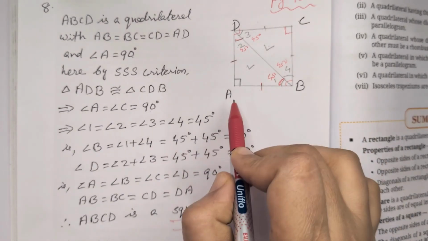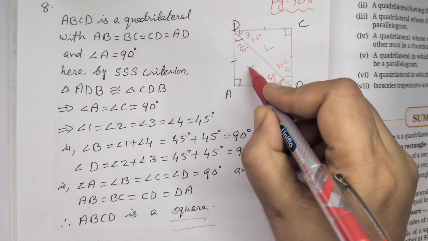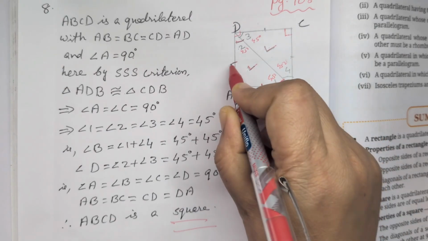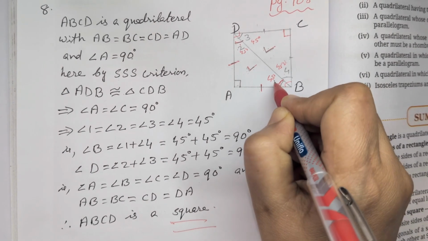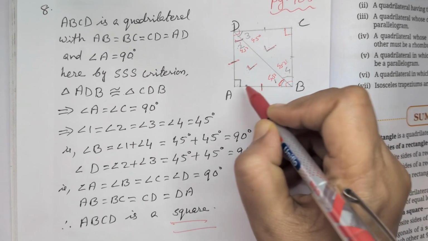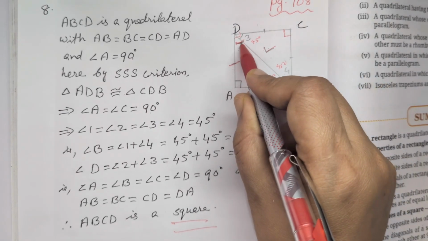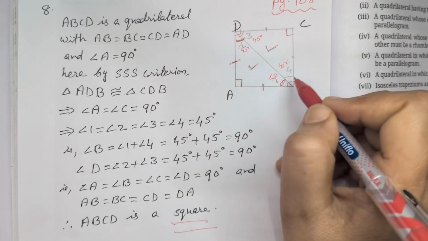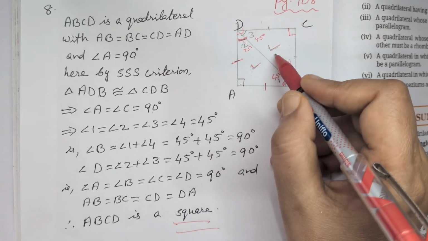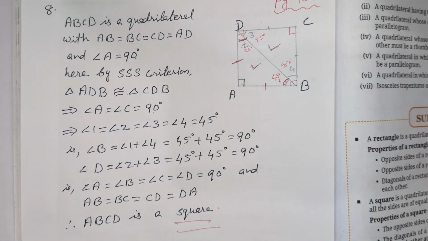So here it is given that all 4 sides are equal and one of the angles is 90 degrees. First we proved these two triangles are congruent. These two sides are equal, so these two angles are 45 degrees. And then from these two congruent triangles, angle 2 is equal to the other. We can compare these two triangles, then we will get all the other angles as 90 degrees. So it is a square.